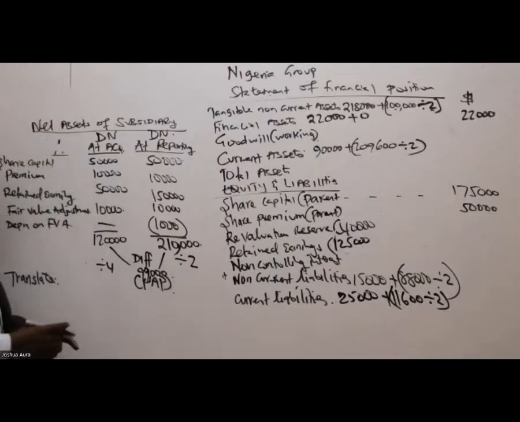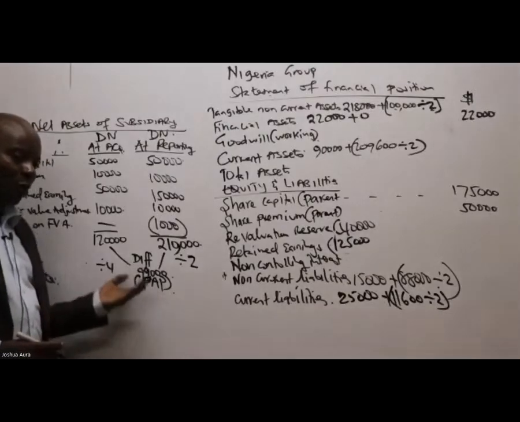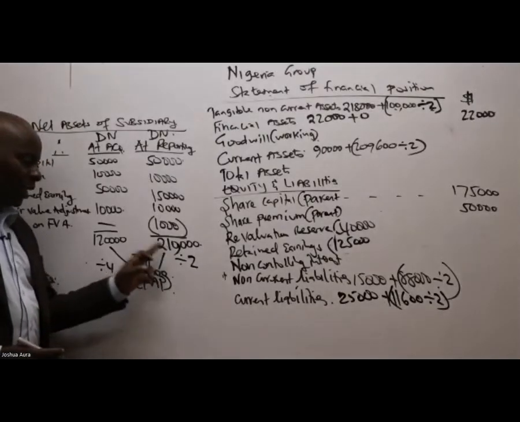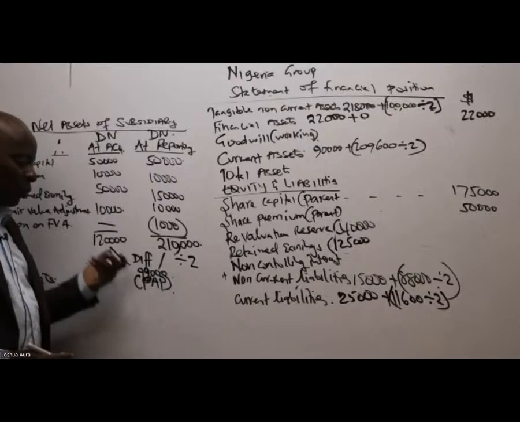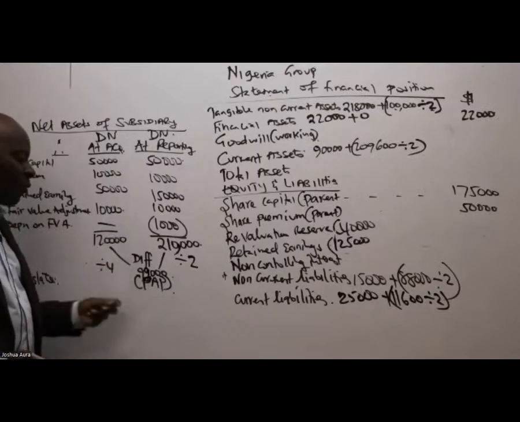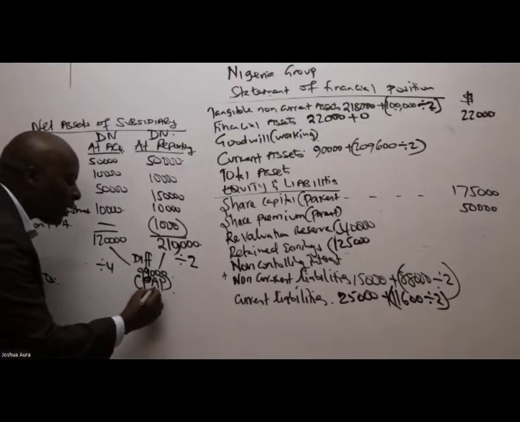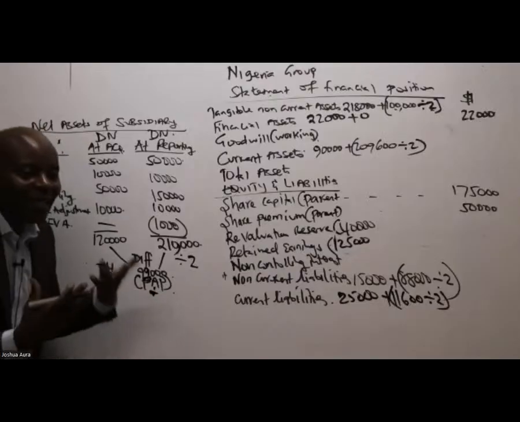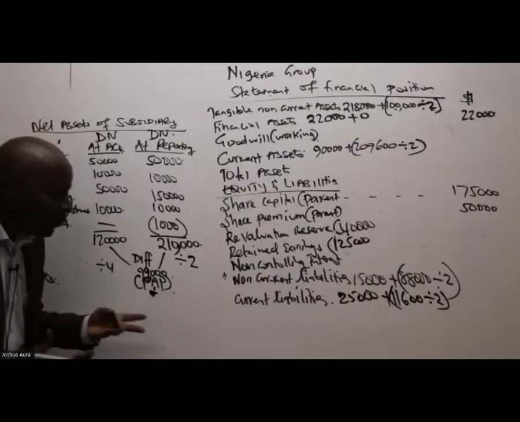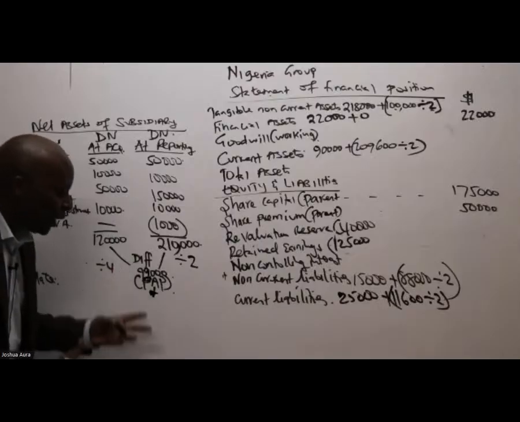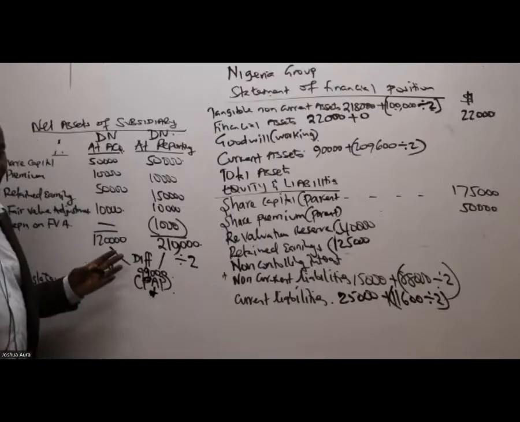Now listen to me very well. Remember, we have some post-acquisition profit. When we subtracted this and this, we got a post-acquisition profit. It's a profit, an income statement item. Profit is always translated using the average rate.